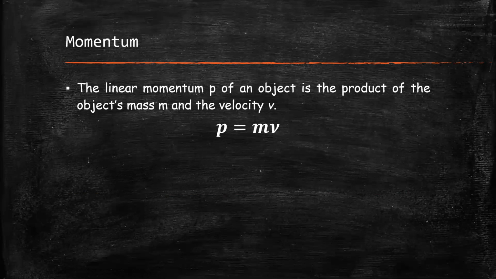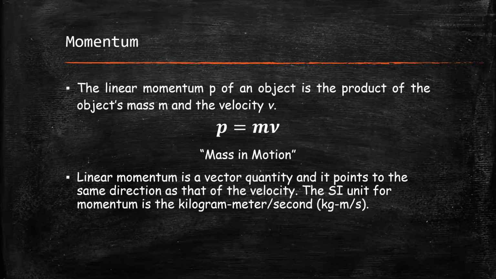So all in all, when we say momentum, it is a mass in motion. Any object that is in motion develops momentum. But an airplane at rest has no momentum because it has zero velocity. Linear momentum is a vector quantity, and it points in the same direction as the velocity. The standard unit for momentum is kilogram meter per second.